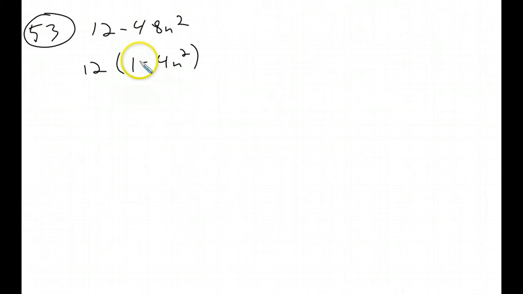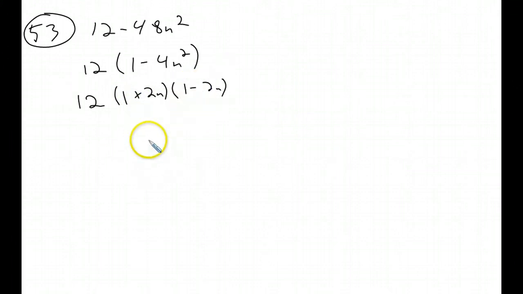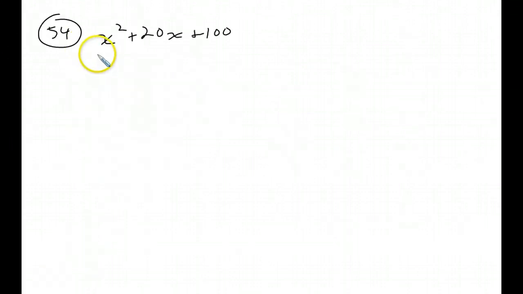Look, 1 is a perfect square. 1 times 1 will give you 1. 4n squared is a perfect square, 2n and 2n. So what this is, since it has a minus sign between them, is our difference of squares. This is our special case. We have a 1, we have a 1, we said 2n and 2n. Difference of squares, so we have different signs. There it is, factored out. This is one of our special cases.